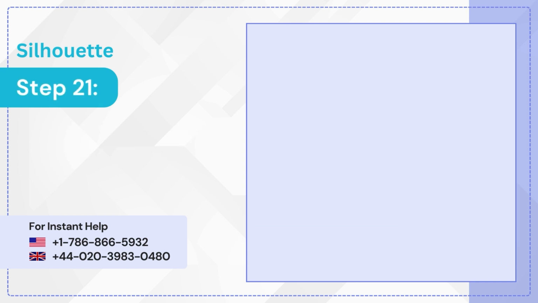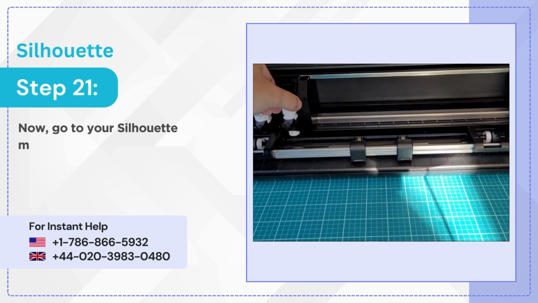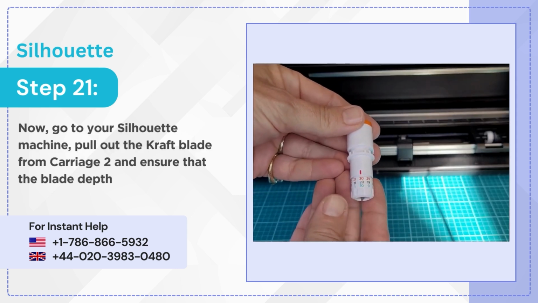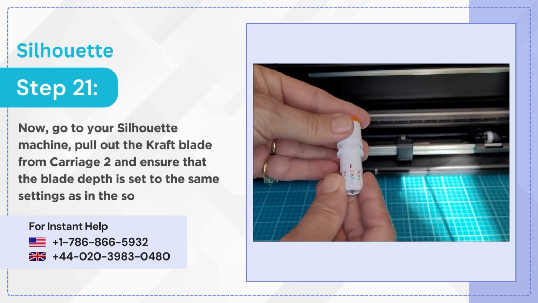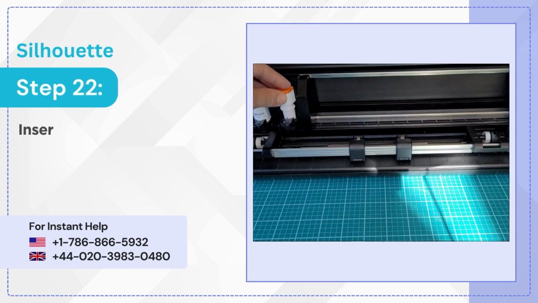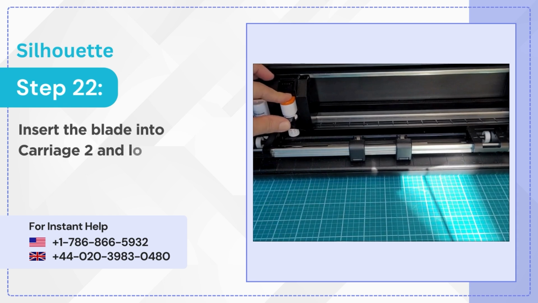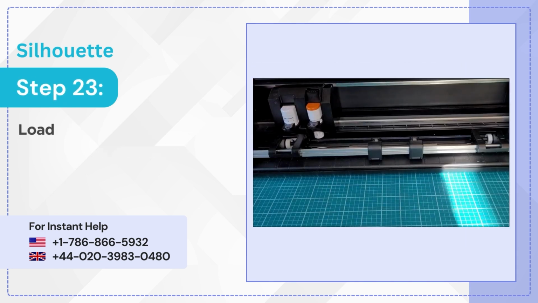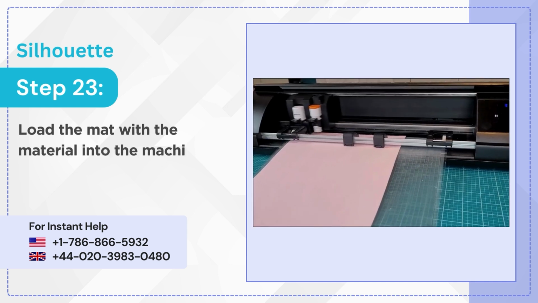Step 21. Now go to your Silhouette machine, pull out the craft blade from Carriage 2 and ensure that the blade depth is set to the same settings as in the software. Step 22. Insert the blade into Carriage 2 and lock it in. Step 23. Load the mat with the material into the machine and start cutting.